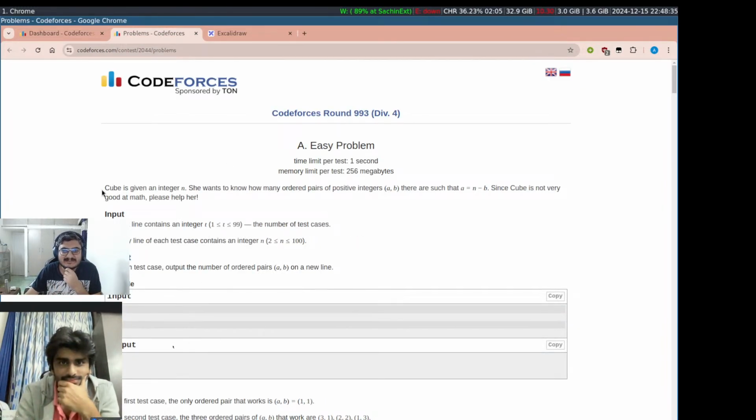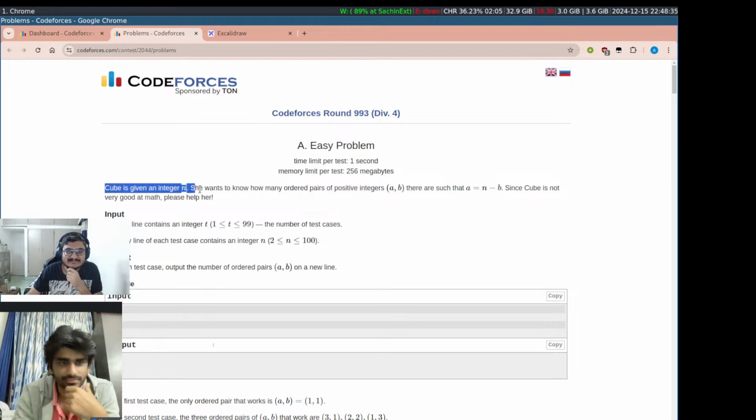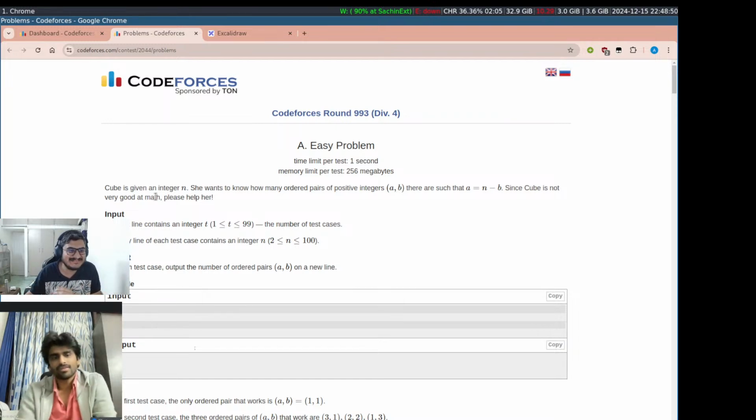So the first problem is: Cube is given an integer n. She wants to know how many ordered pairs of positive integers a and b there are such that a is equal to n minus b. Since Cube is not very good at math, please help us. So any idea, Demoralizer, how did you solve this problem?